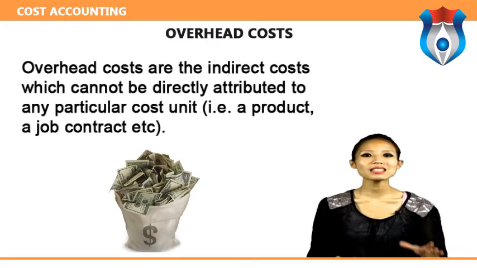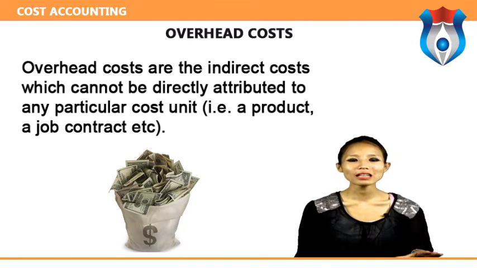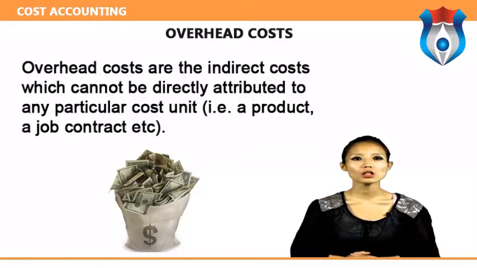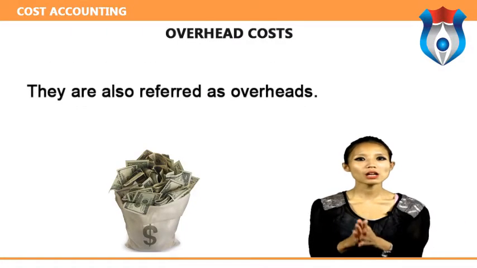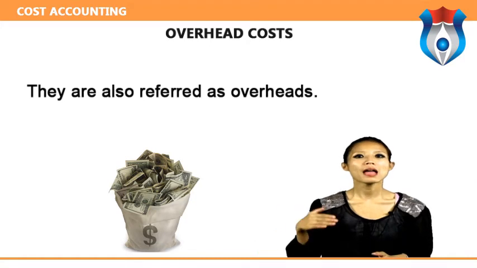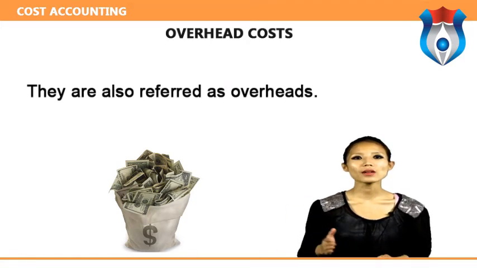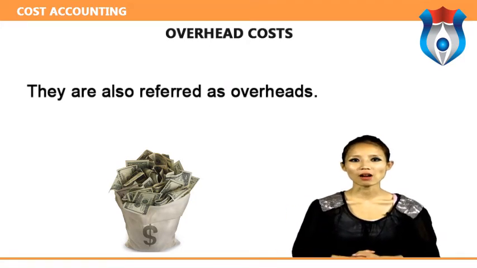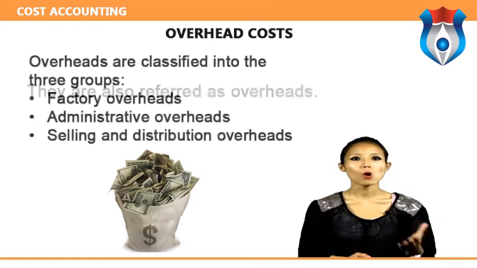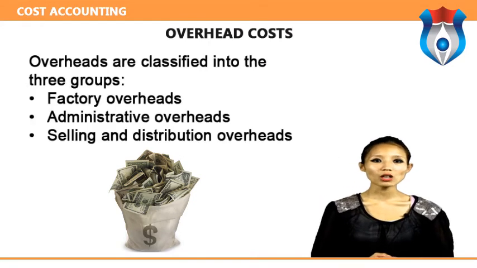Overhead costs are the indirect costs which cannot be directly attributed to any particular cost unit, that is a product, a job, a contract, etc. They are also referred to as overheads. The aforesaid direct materials, direct labor and direct expenses are treated as direct costs, and all expenses other than direct costs are treated as overheads or indirect expenses. Overheads are classified into three groups.